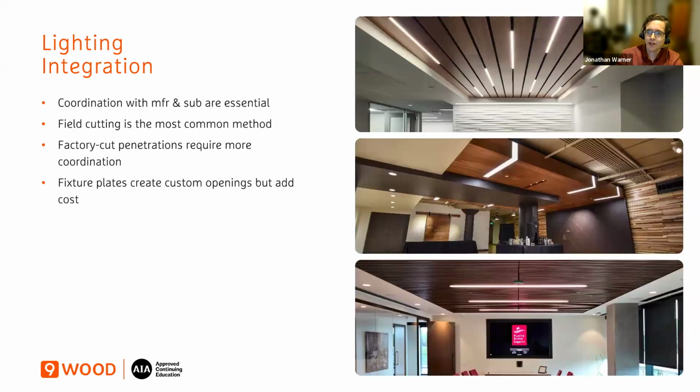Here are some other options. Again, coordinating with the manufacturer and sub is essential, and make sure the manufacturer has a plan for not only detailing them out early on in design and shop drawings, but coordinating that with the sub. Oftentimes, the best and most common method is field cutting, in cases where you need to cut out for a fixture or different lighting. The manufacturer can provide those instructions and the installation drawings, or even provide jigs, sometimes 3D printed jigs, or whatever is necessary. Factory cutting can be done.